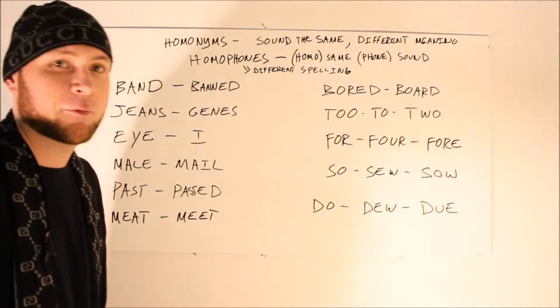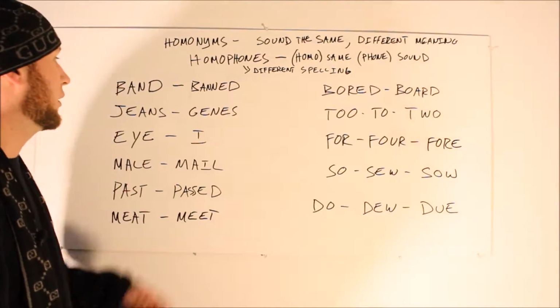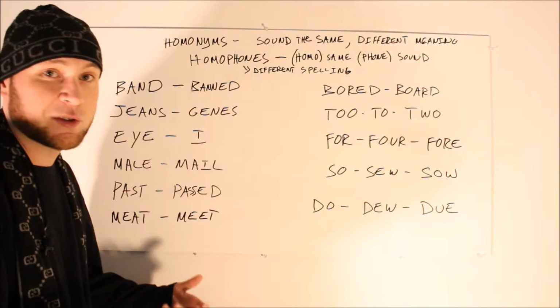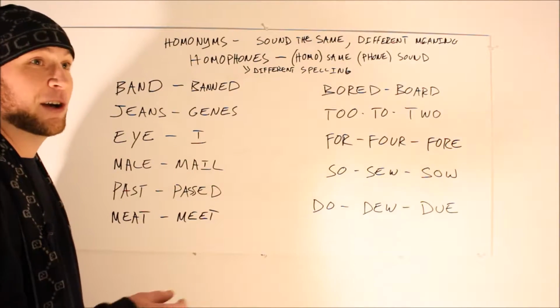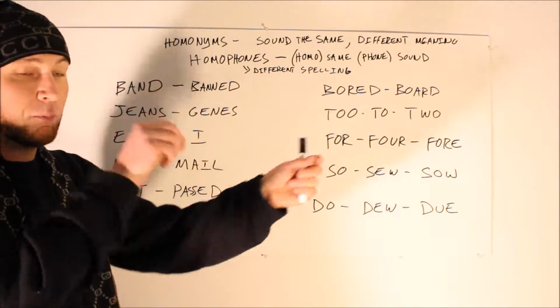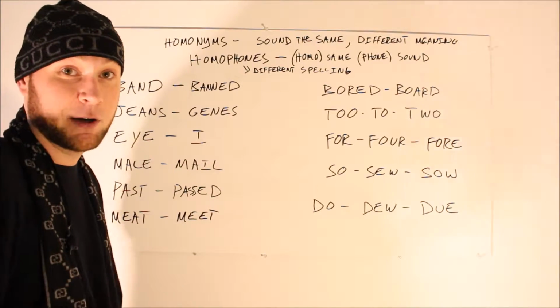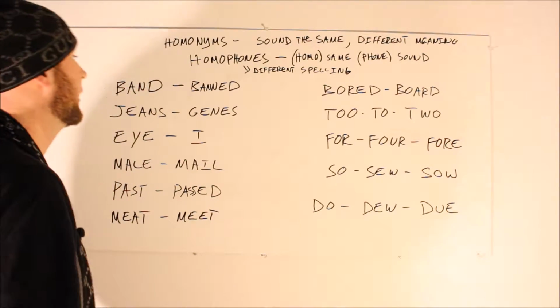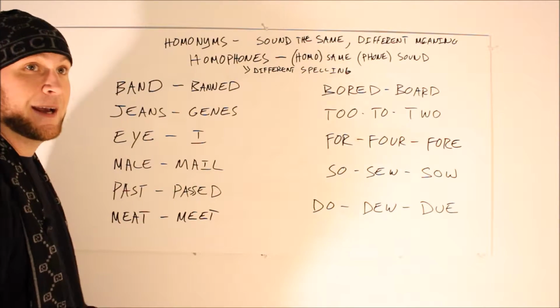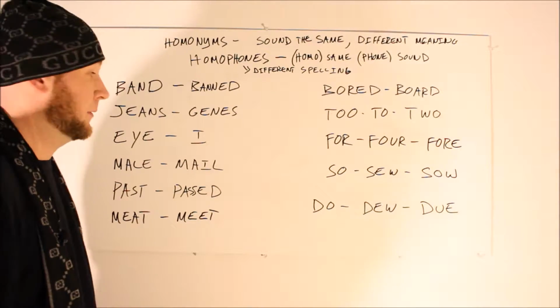You got banned from the bar because you got drunk and you started a fight. So you have band, the musical band, or it could also be like a rubber band. You have a rubber band, boom, you could fling it at someone. It goes around your money. If you have a lot of money, you would need a lot of rubber bands. And then you have banned, as in you're not allowed, you're excluded, you're banned.